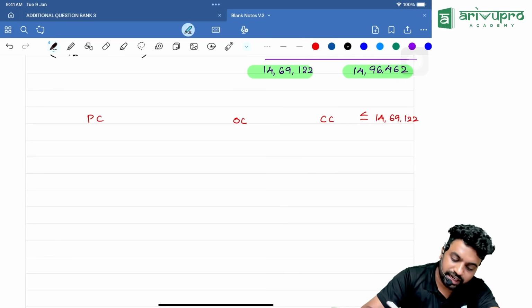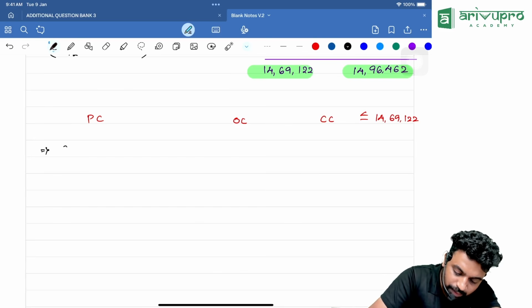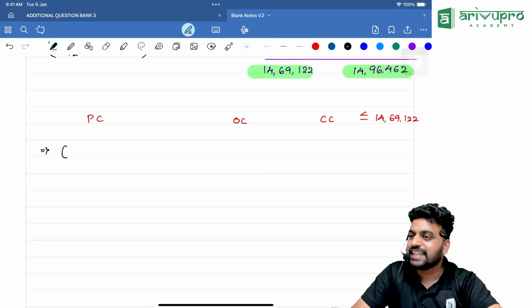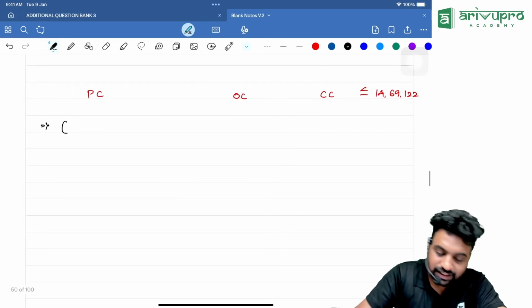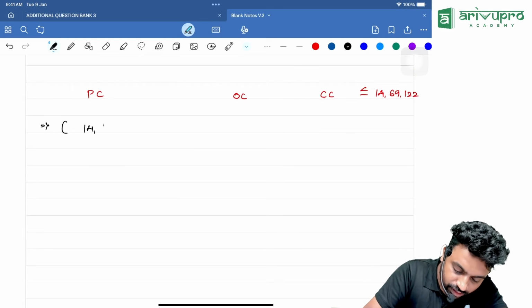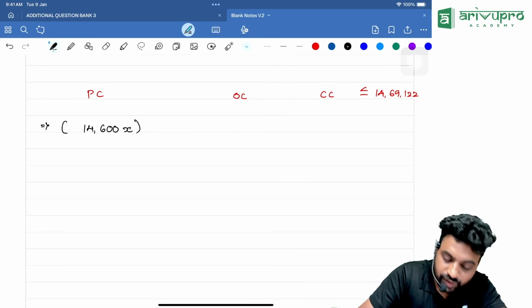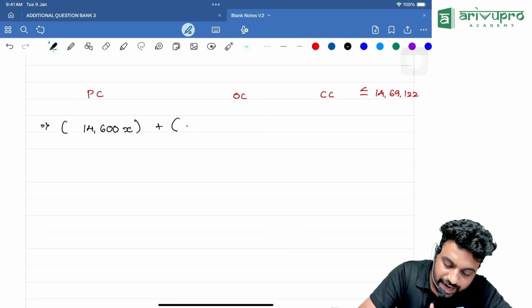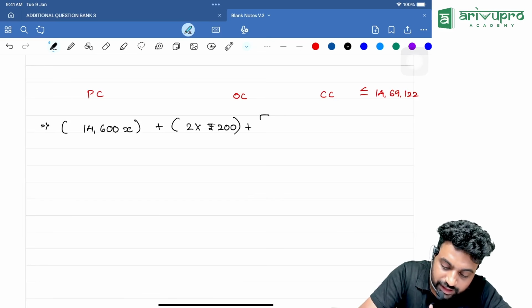Now try to understand. Purchase cost will be very simple. We don't know at what price it will be equal. That's why we'll take the price as X. If the price is X, the purchase cost will be 14,600 X. Correct? Ordering cost will be, guys, number of orders to be placed, they are telling it as 2. And of course, the per order cost, it is 200. Correct? Now it comes very important here. Concentrate.